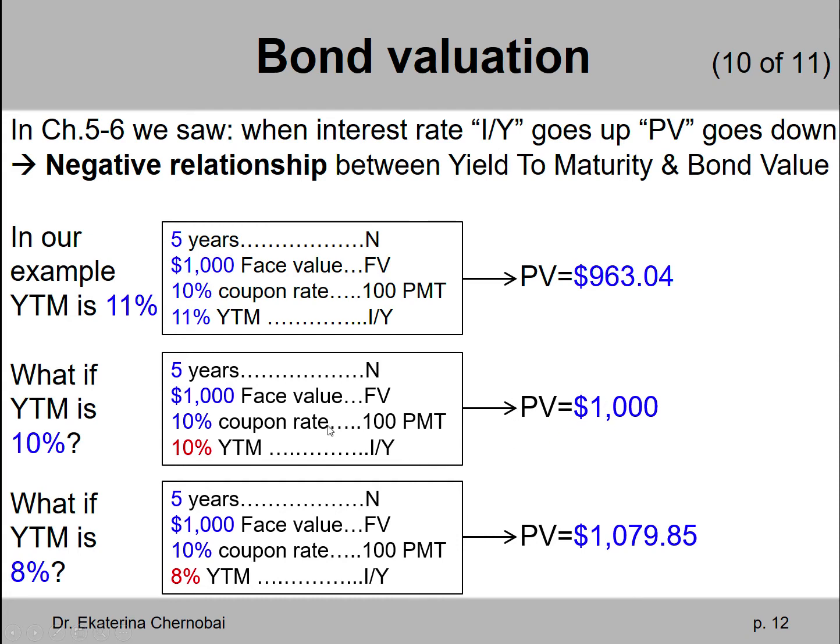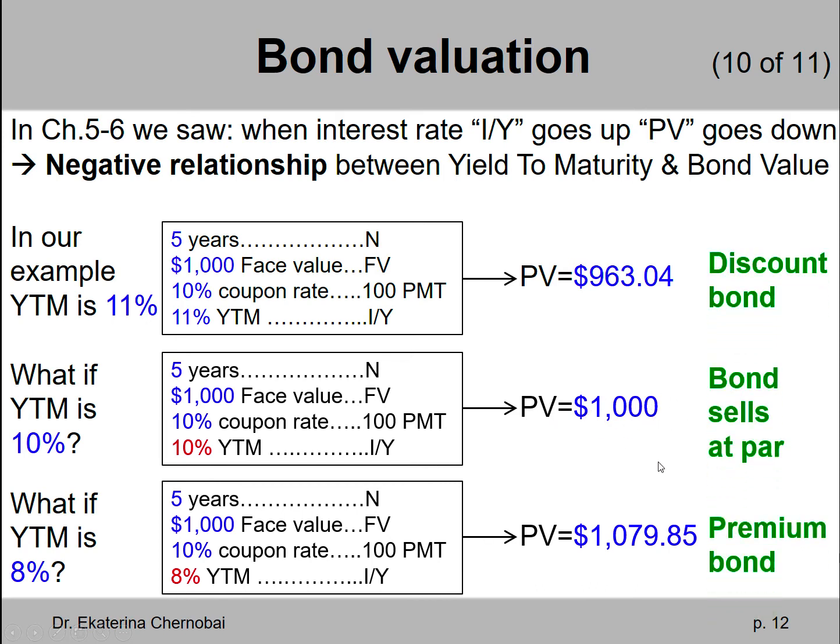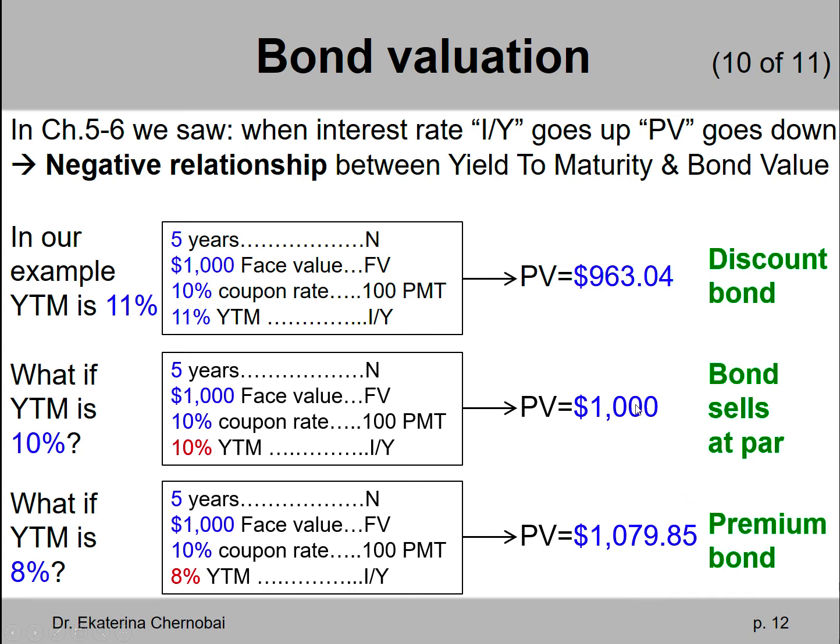So if you know this trick, if you're given the same percentages for the coupon rate and the yield to maturity, don't even spend your time calculating the bond value. $1,000 is your answer. We also say that the bonds that sell at $1,000, which is their face value or par value, sell at par. If they sell for less than their par value, then they are known as discount bonds, right? So $963.04 is a discount bond.